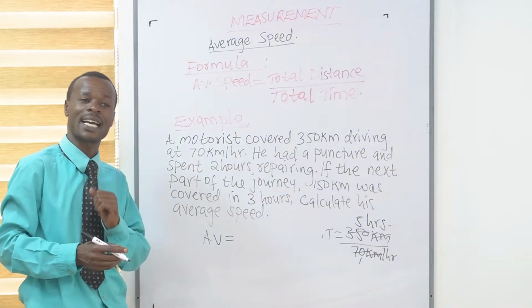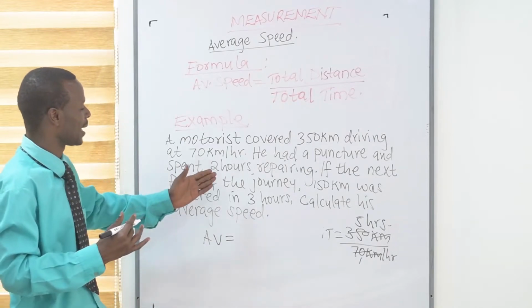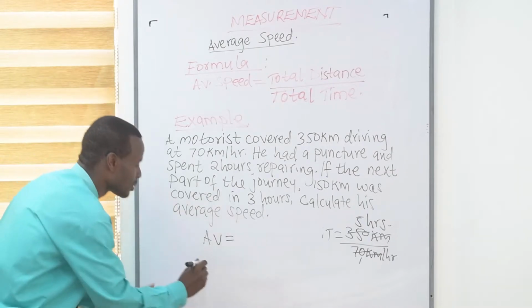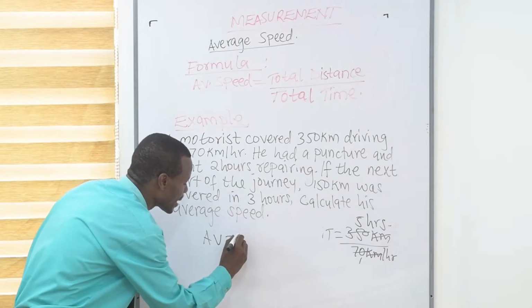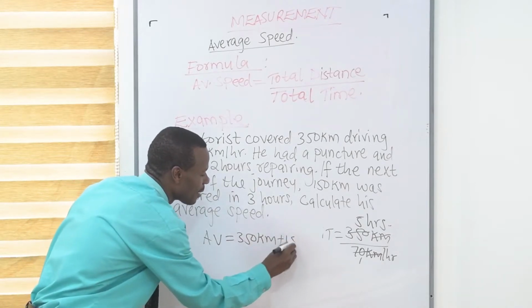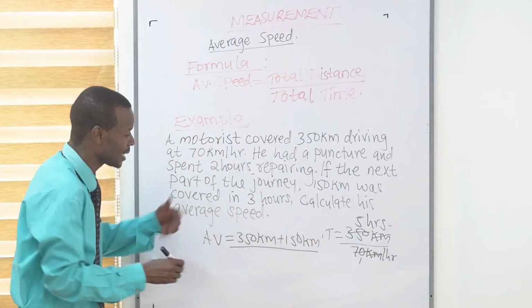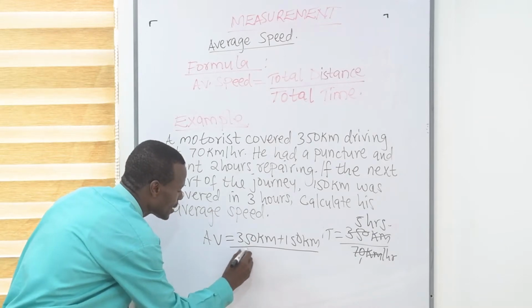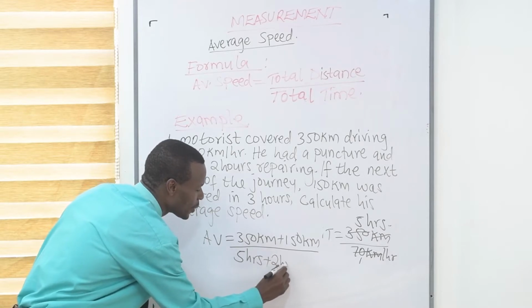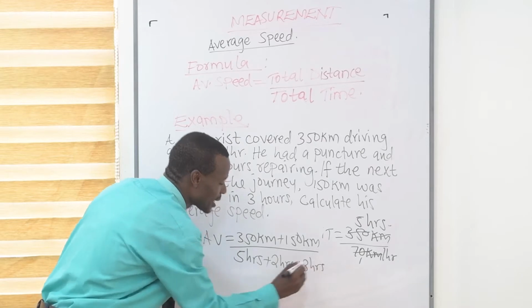Second part of the journey takes 3 hours. And there was a time when he was repairing a puncture that took about 2 hours. So let's calculate the average speed. Average speed will be the total distance, that's 350 kilometers plus 150 kilometers, out of the total time taken, that is 5 hours for the first part of the journey, 2 hours for the repair of the car, and 3 hours for the last part of the journey.